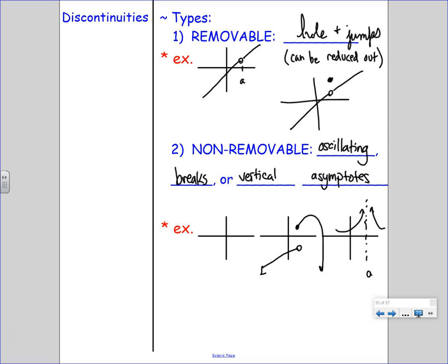Like, and I'll do my example again, the sine of 1 over x. Remember that one? What kind of discontinuity is that? We plugged in 0, it didn't work. We're like, I don't know. Okay. Non-removable could also be the oscillating one.